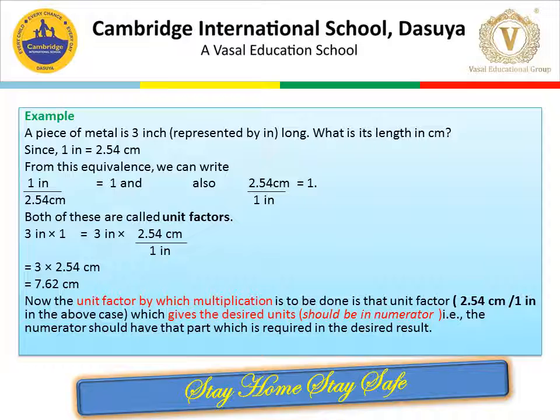That's why centimeter is in the numerator. So when we place it like this, the inch and inch cancel out, and we are left with 3 into 2.54 centimeter only, and this works out to 7.62 centimeter.